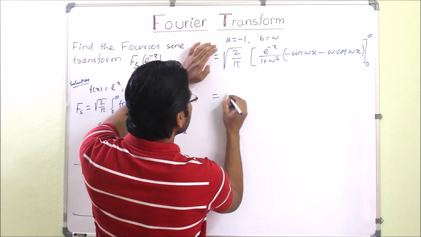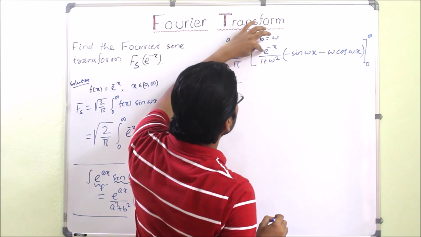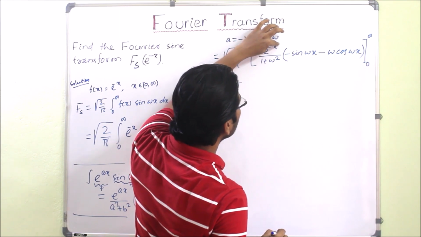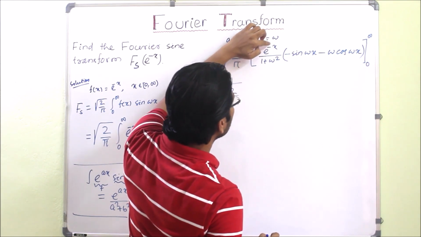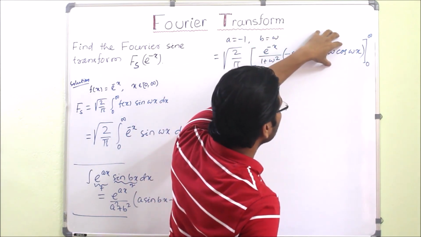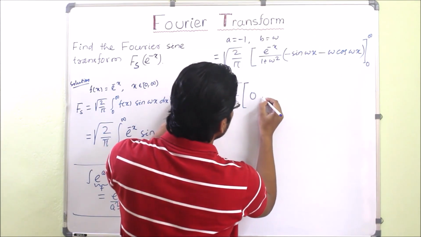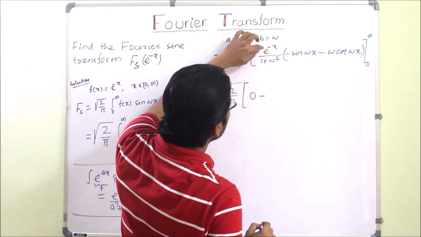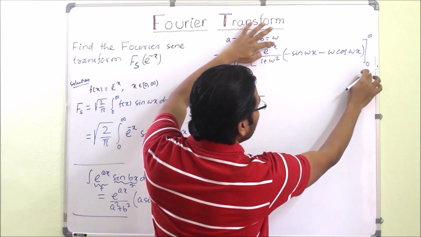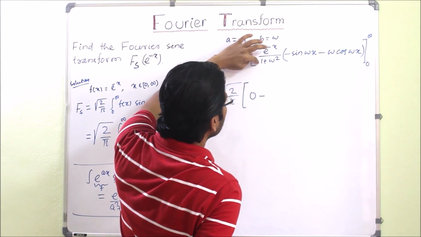Now here we have to see carefully when we apply the limits. E to the power minus infinity means in place of x, if I write infinity, then what will happen? E to the power minus infinity will be 0. So 0 into any factor will be 0. So the inside will be 0. Then minus of e to the power 0, because the lower limit you have to apply. So e to the power minus 0 divided by 1 plus w square.